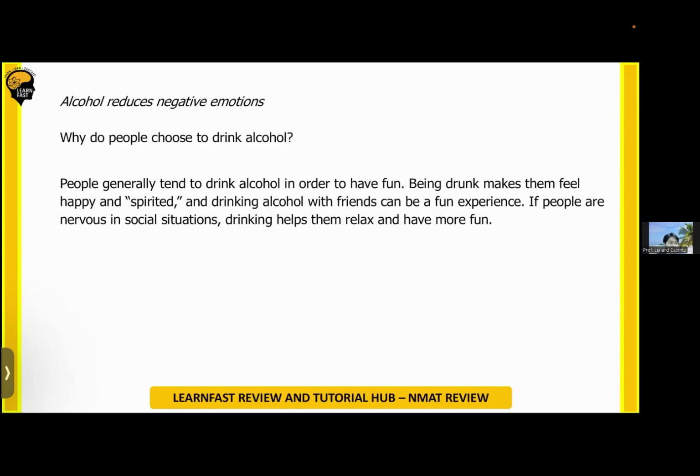So alcohol reduces negative emotions. So this is why people drink alcohol. People generally tend to drink alcohol in order to have fun. And being drunk makes them feel happy and spirited. Again, the stimulant aspect of alcohol, and drinking alcohol with friends can be a fun experience. If people are nervous in social situations, drinking helps them relax. So that's the depressant aspect of alcohol and have more fun.